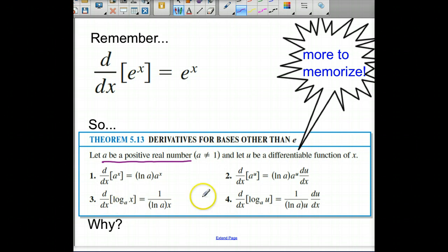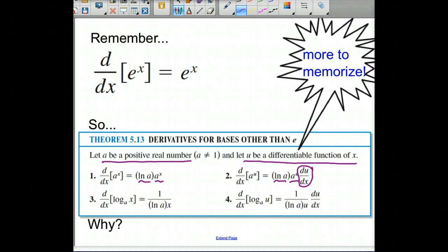Okay? And then the partner to that is if we have the derivative of a to the u. So u is some function of x. So that exponent up there is not just x, it's like x squared or 3x plus 1 or some kind of function involving x. So the derivative of a to the u is the natural log of a times a to the u, kind of like what we had over here, but then also times the derivative of that exponent. Okay?